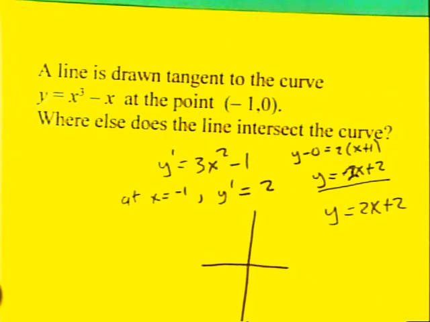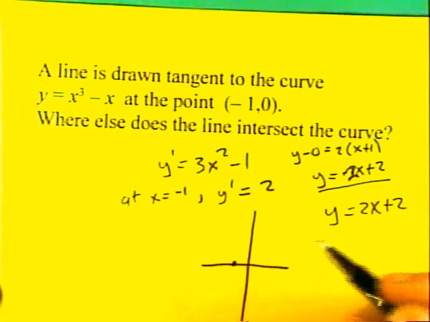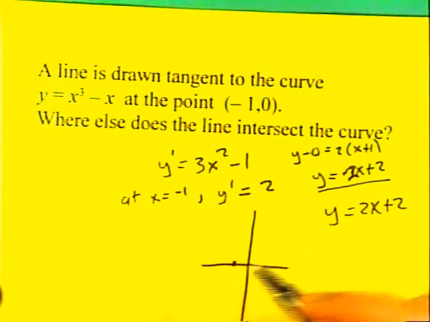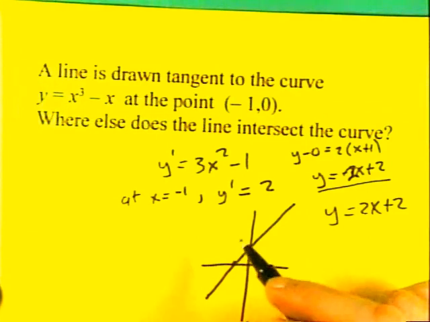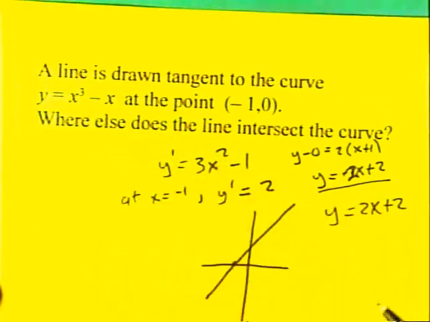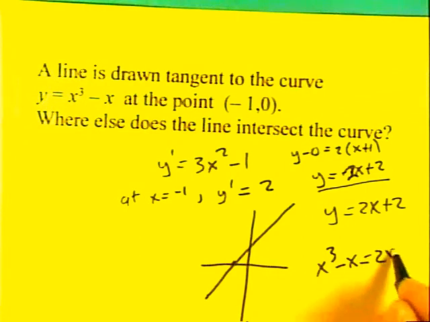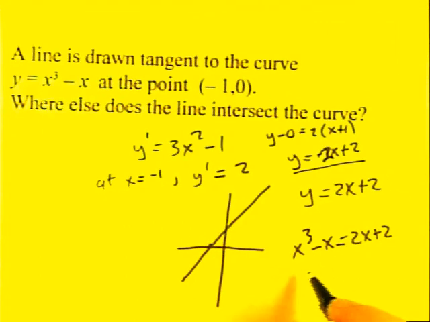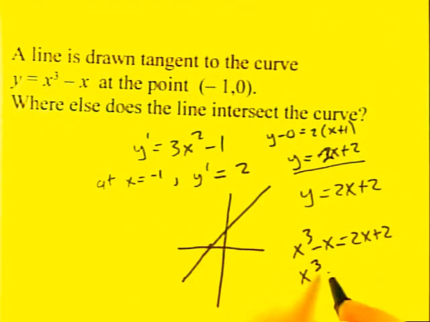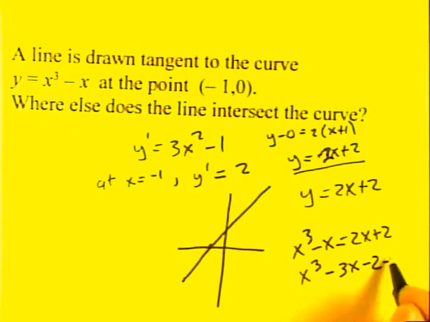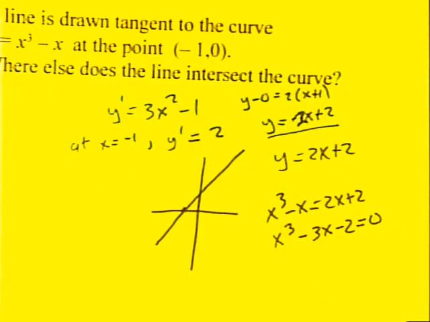So we got this curve x cubed minus x at the point -1, 0. We know that the equation of the line, 2x plus 2, looks like this, right? And we want to know where else it intersects. So what do we do? We just make x to the third minus x equal 2x plus 2. And then we solve. How do we solve? Okay, hold on a second. We're gonna subtract 2x from both sides. What do we do from here?